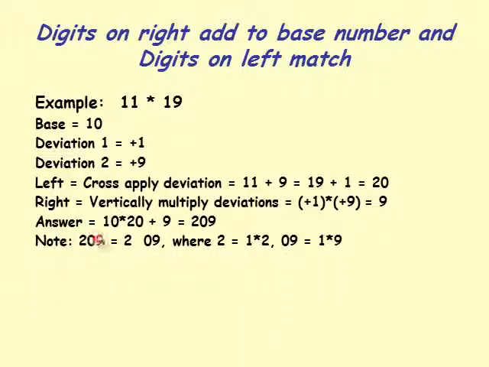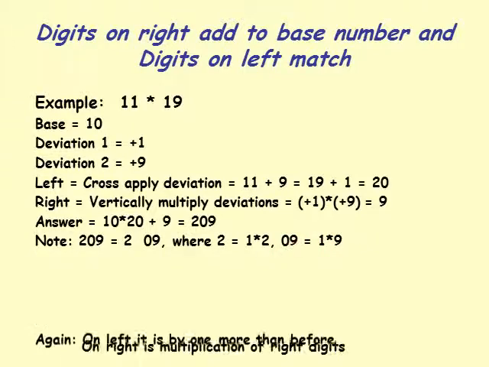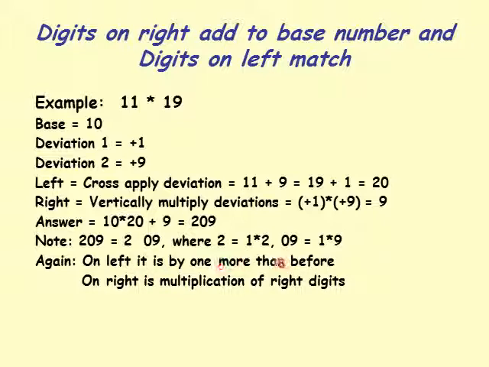Let's see. 209 is like 2 and a 09, where 2 comes from 1 times 2. What is 1 times 2? It's 1 more than before. The 09 comes from 1 times 9. 1 times 9 is only 1 digit, but we have 09 here because the 2 on the left is like a 200, which comes from 10 times 20, just like here. So when only 1 digit comes on the right, you need 2 digits for the multiplication, and the 09 comes in here. So let's see what happens. On the left, it's 1 more than before, 1 times 2. On the right, it's multiplication of the right digits, padded with 0 here.